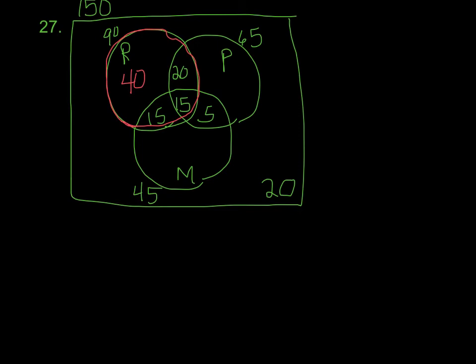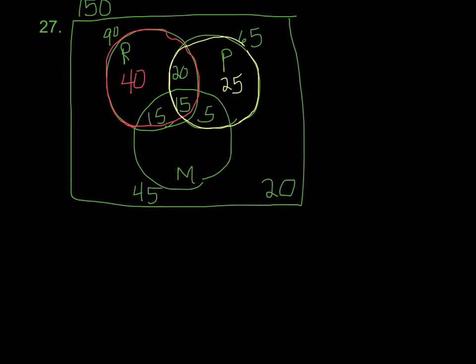Okay? Let's do the same thing with the peppermint. So let me highlight that in yellow. If you can see that. Okay, so I've got 20, 15, and 5. So when I add that up, that's 40. And the entire circle is 65. So then I know this outside part here is 25.